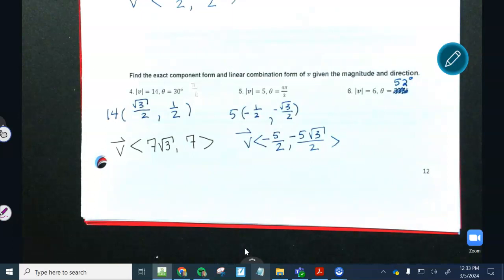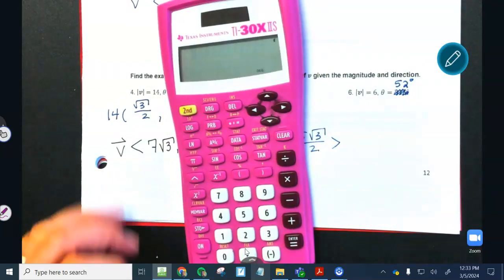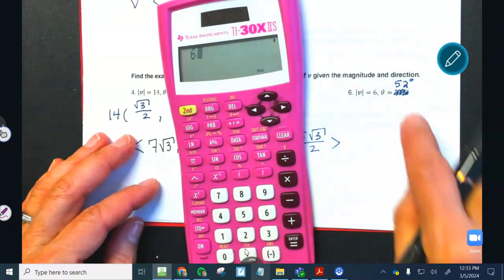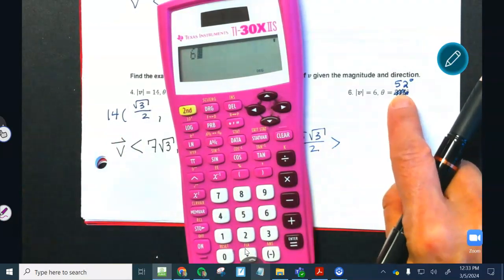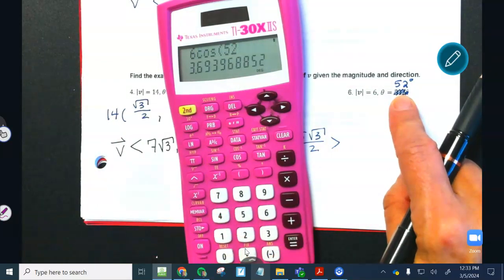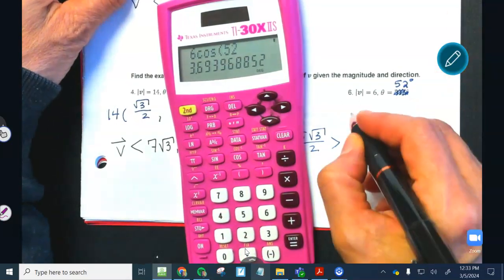Okay, believe it or not, when it's not on the unit circle, it's actually a lot easier because the calculator does all the work. So when it is not on the unit circle, we cannot do exact form. So guys, all you're going to do is turn on that pretty pink calculator and type in the magnitude. So let's hit 6 and then type in cosine 52. Cosine 52 and hit enter. And then we're going to round to 2 places behind the decimal.